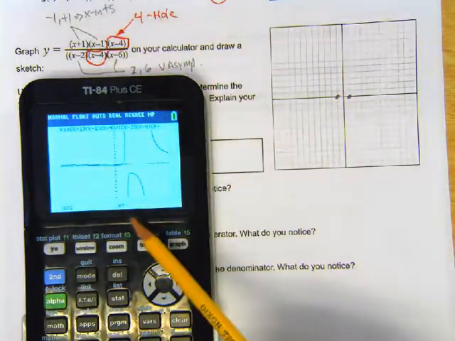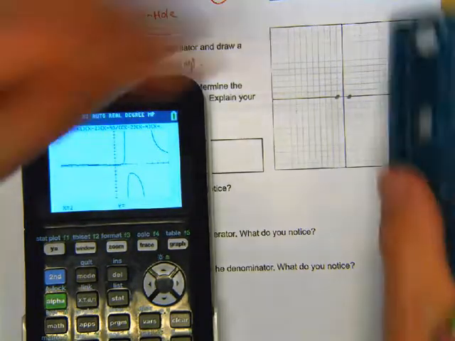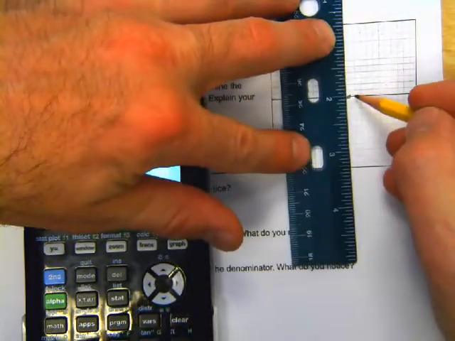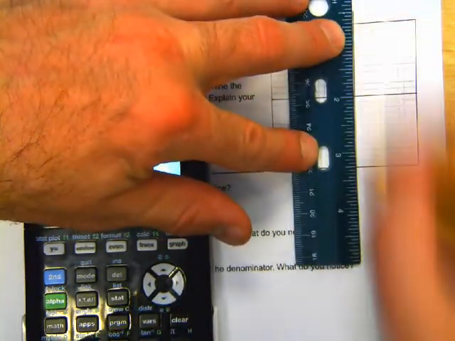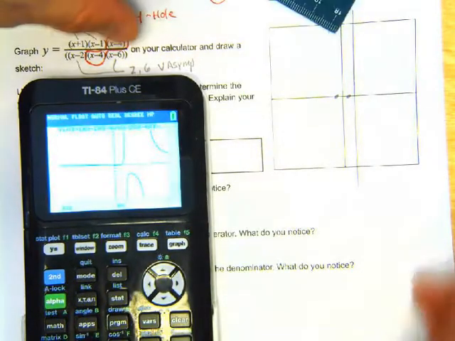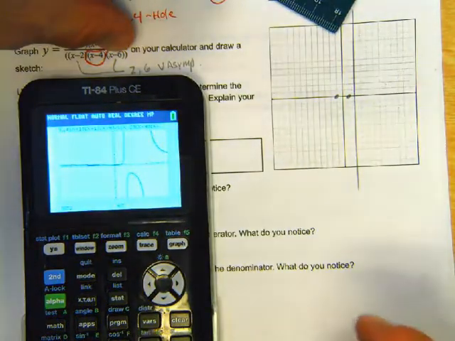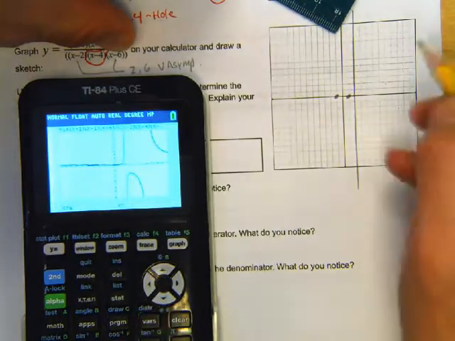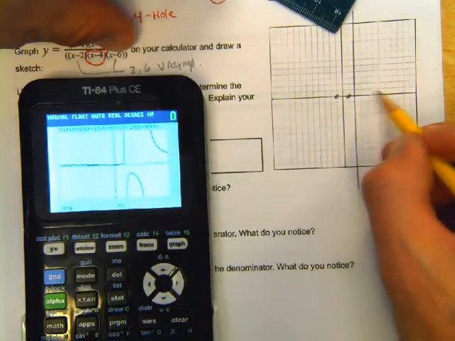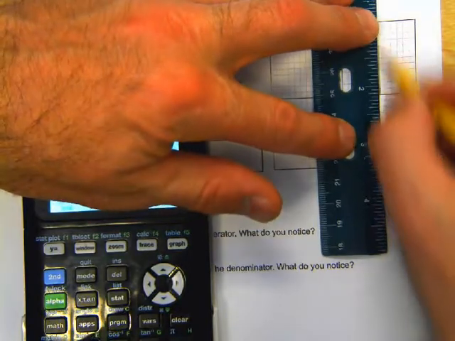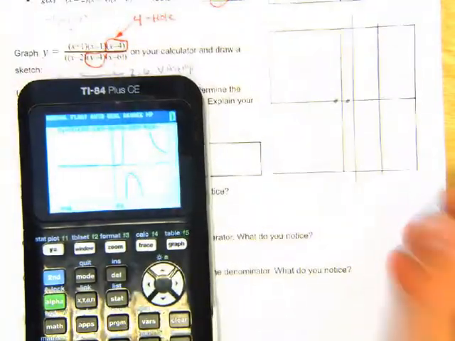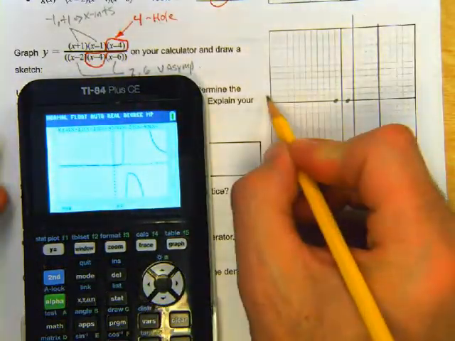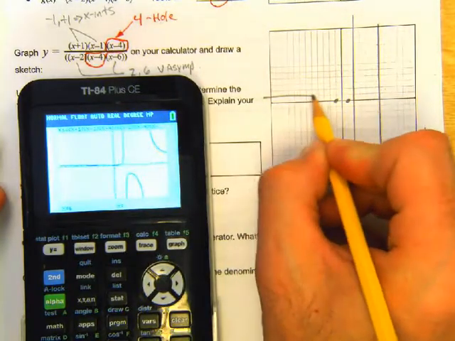Let's try the x-intercepts. -1, enter. Yeah, that gives us y equals 0. +1, enter, gives us y equals 0. So those two are x-intercepts. If you do 2, enter, we get y is undefined. And so that gives us a vertical asymptote.